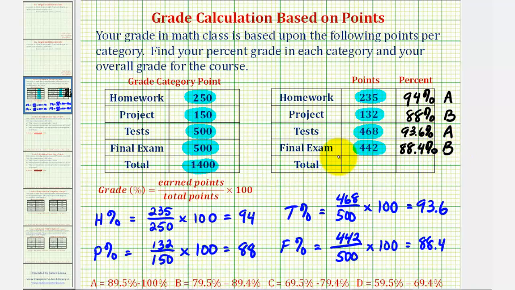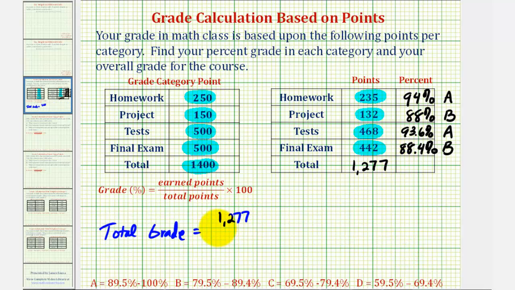Now we want to find the overall grade in the course. Now we cannot just average these 4 percentages together, because notice how all these categories are not worth the same number of points. We need to find the total points earned, divide by the total points in the course, and then multiply by 100 to find the total percentage for the course. So the sum of the total points earned is 1,277. So we can use these points earned and these total points in order to find the percent grade for the entire course.